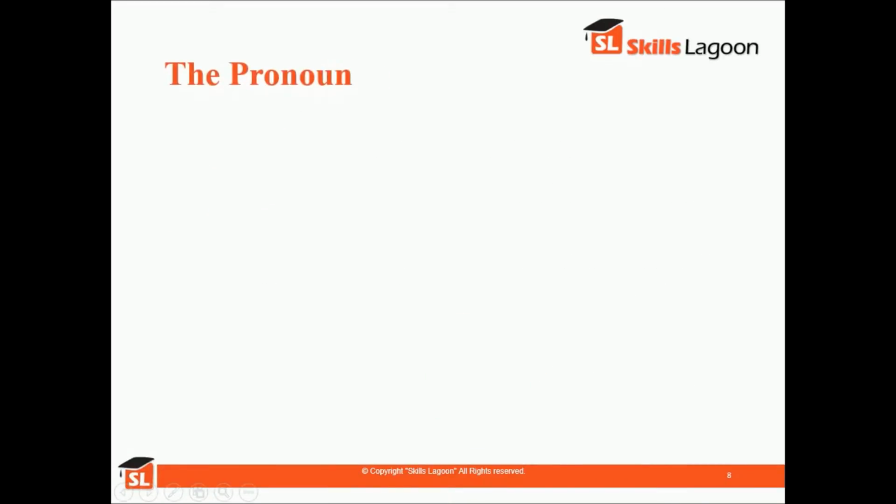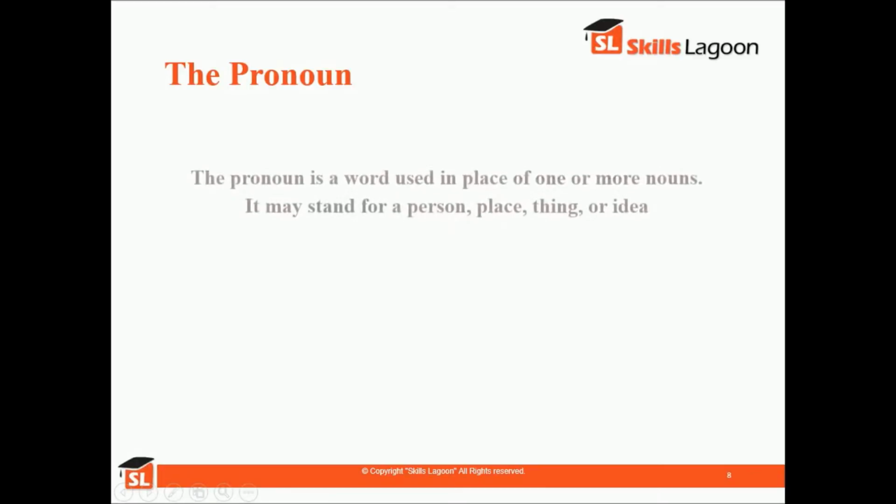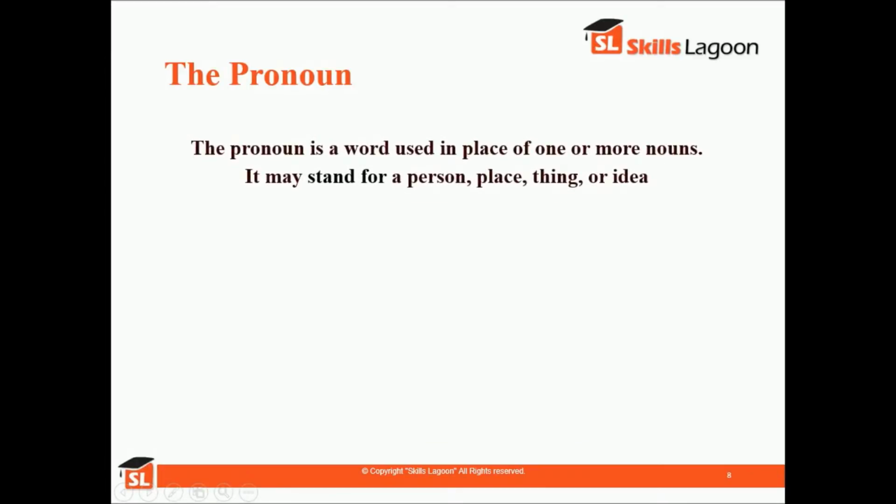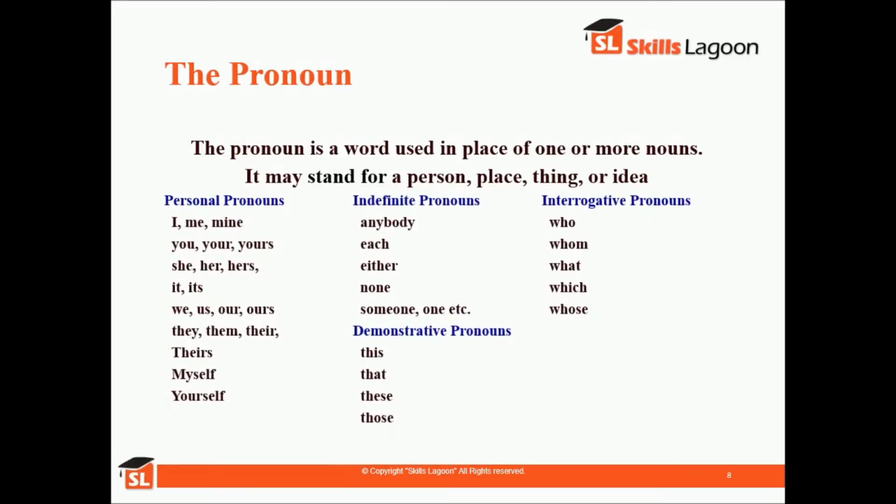The third type of part of speech is the pronoun. The pronoun is a word used in place of one or more nouns. Any word which can be used in place of a noun is known as a pronoun. It may stand for a person, place, thing or idea. So these are some types of pronouns: personal pronouns, indefinite pronouns, interrogative pronouns and demonstrative pronouns. Personal pronouns are I, me, mine, you, your, yours, she, her, etc.